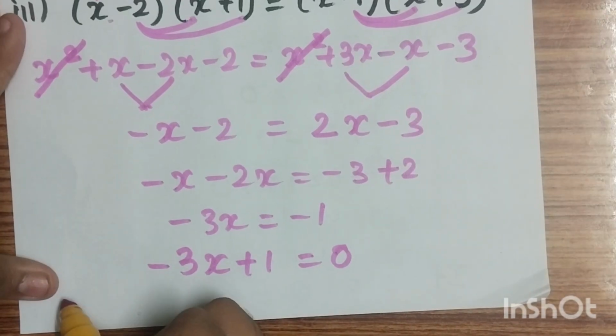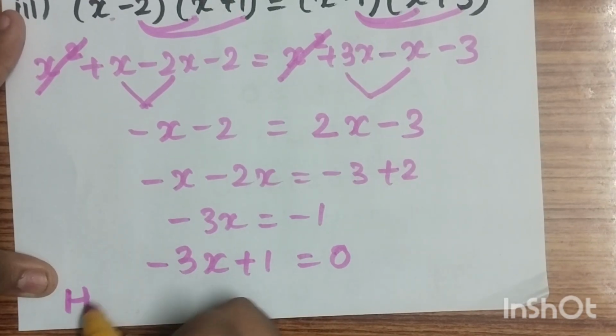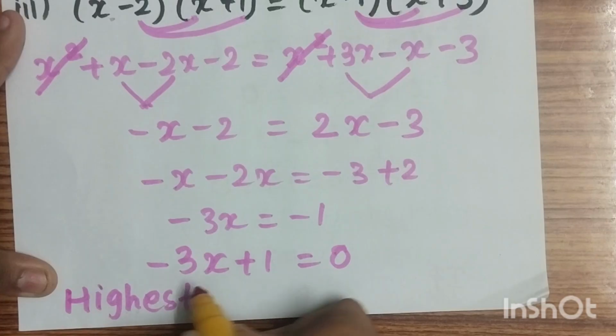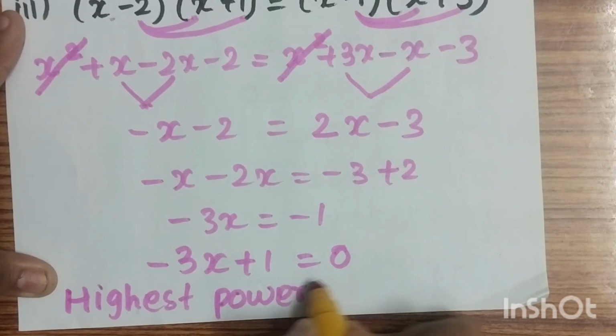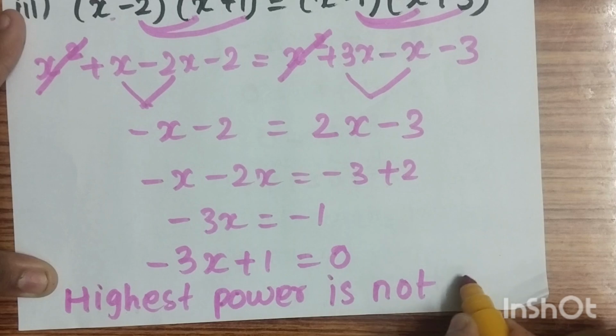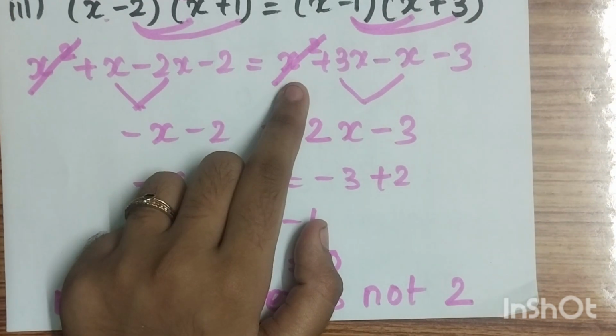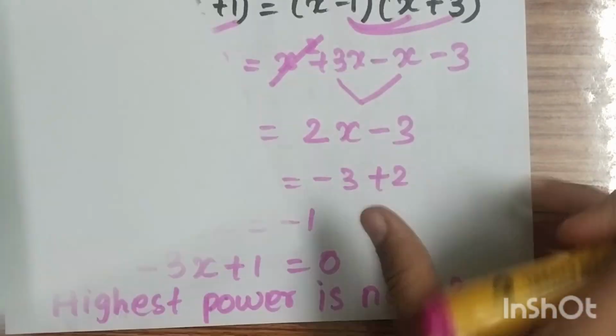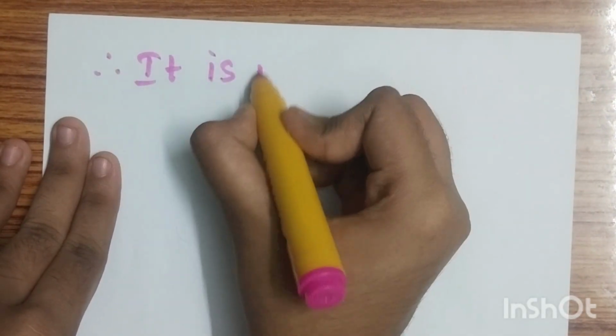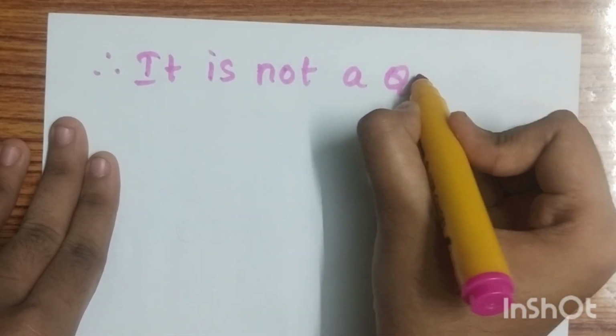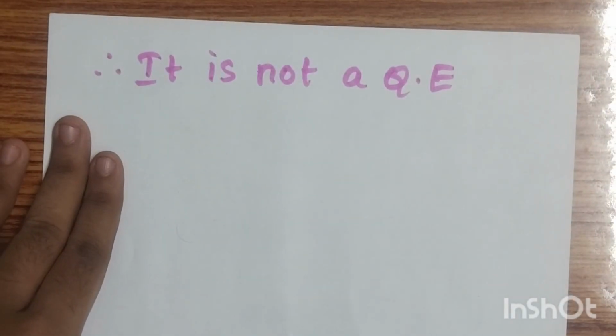So I can write highest power, or degree is not 2 also. Okay, you have to give the reason also. So here itself our x squared term got cancelled out, but we have just simplified it. Okay, so highest power is not 2. So I can write it is not a quadratic equation. Clear? So now moving on to fourth sum.